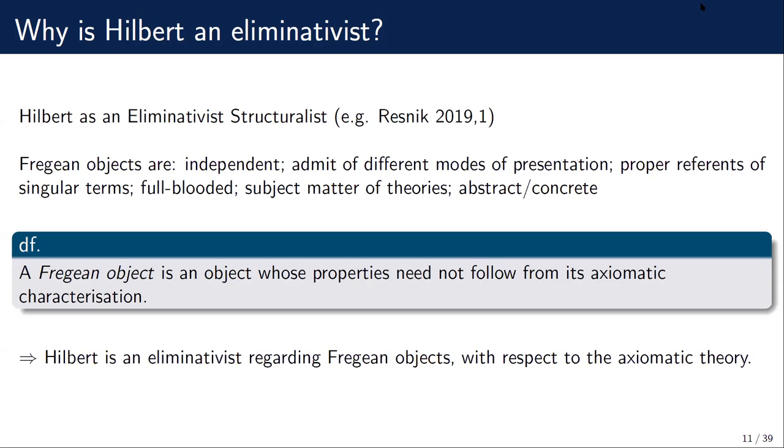To cut a long story short, which I've told in a much longer way elsewhere, I think that Hilbert can be seen as an eliminativist with respect to these objects, with respect to this conception of objects. In particular, when it comes to axiomatic theory, he's eliminativist about these objects. But even here we have to be careful, because he's eliminativist about Fregean objects not because he thinks that chimney sweeps don't exist, but because he doesn't think they're part of the proper ontological inventory of mathematics. You might say they're relegated from the ontology of the axiomatic theory. We'll unpack this a bit more as we go on.